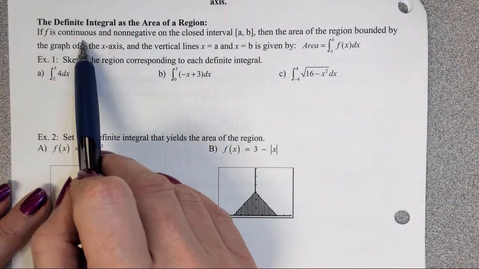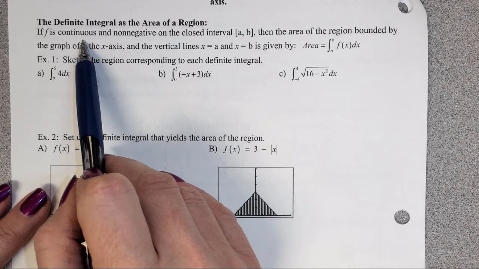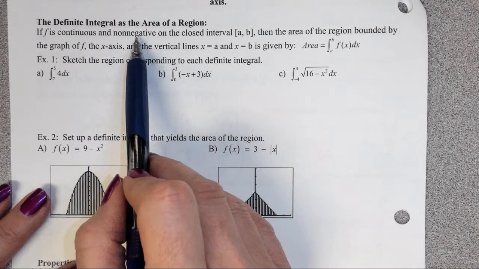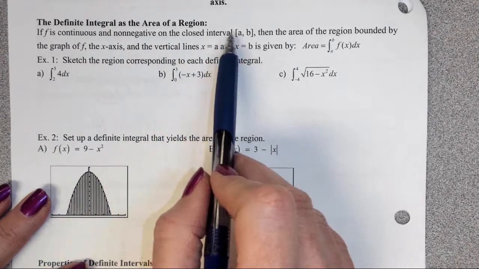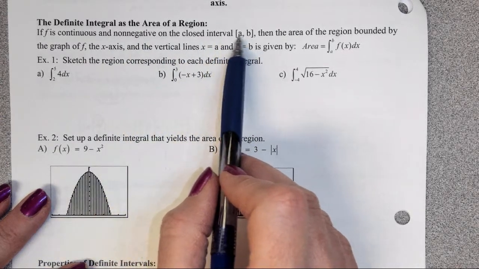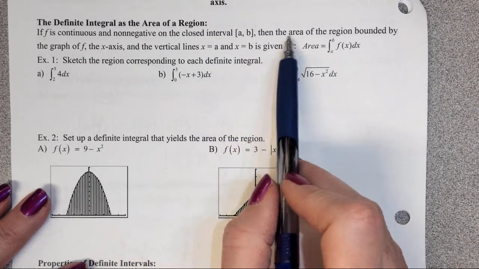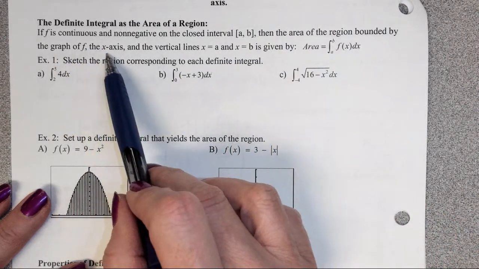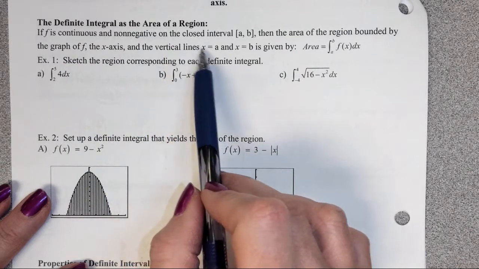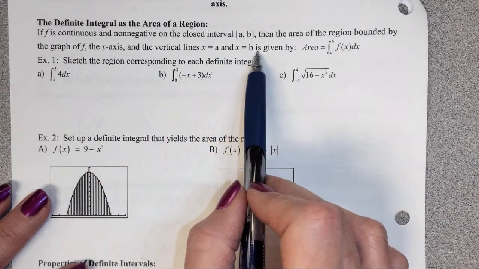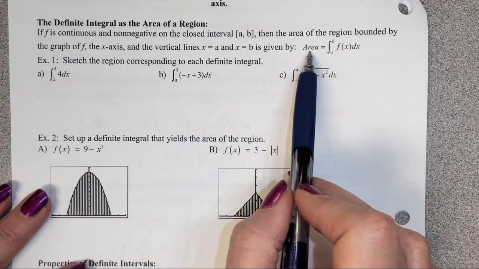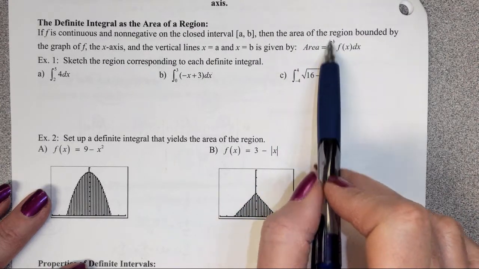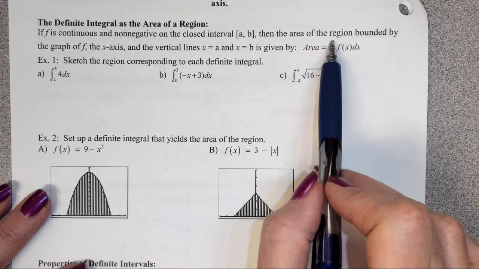If a function is continuous, that means it can't have any breaks in it, and it's non-negative, that means it's always above the x-axis, on the closed interval, that just means we have stopping points of a and b, then the area of the region bounded by the graph of the function, the x-axis, and the vertical lines x equals a and x equals b is given by this formula. The area is going to be equal to the integral from a to b, where a is on the left, b is on the right.